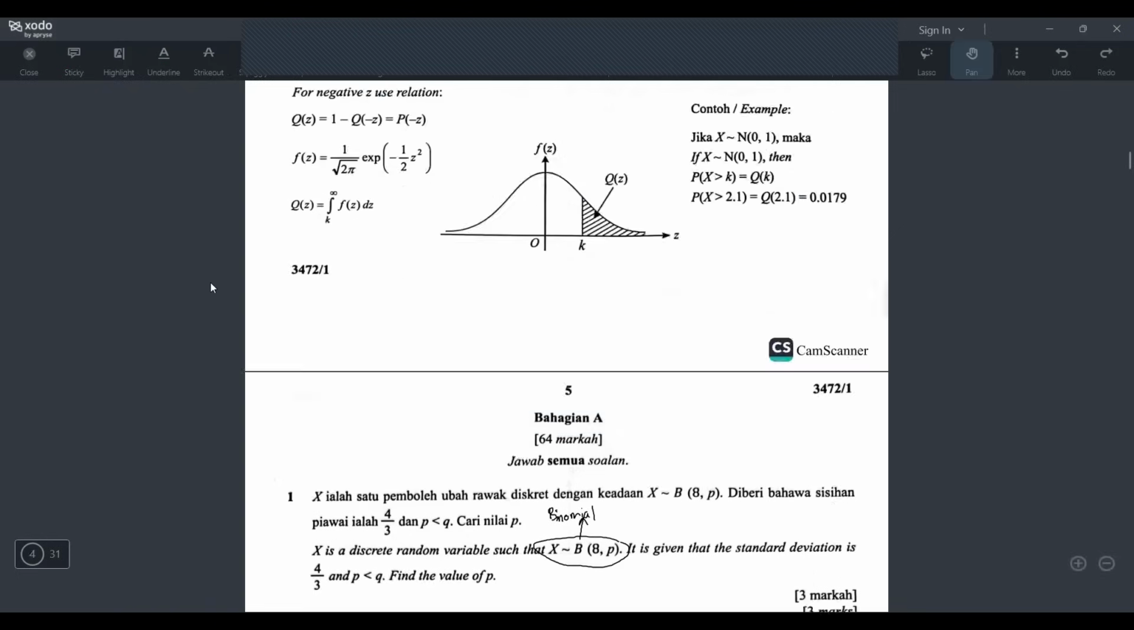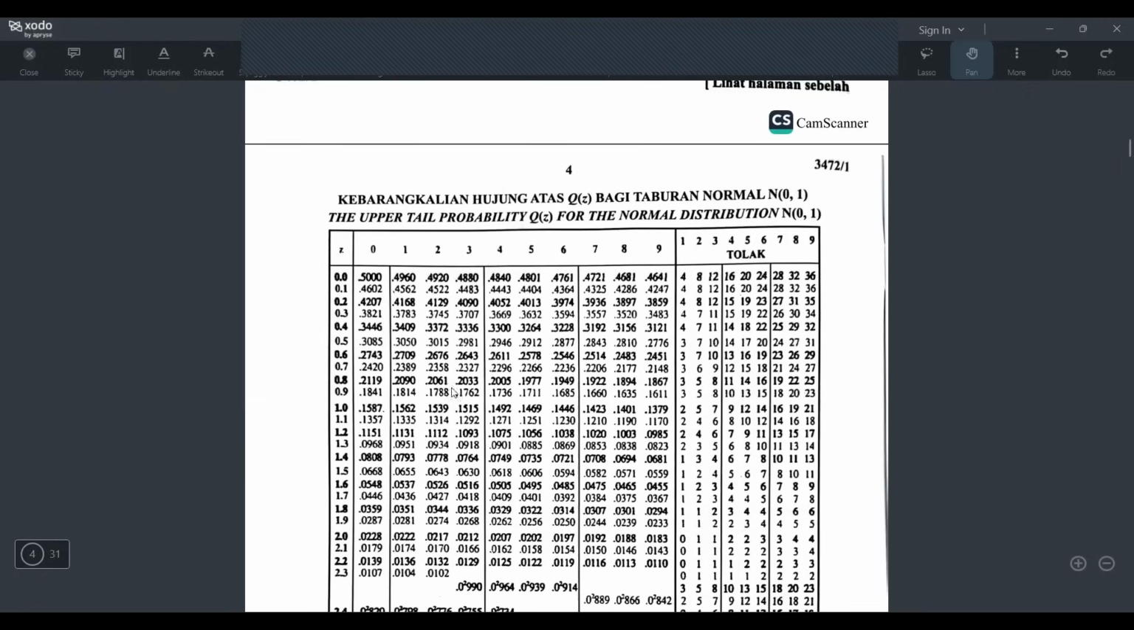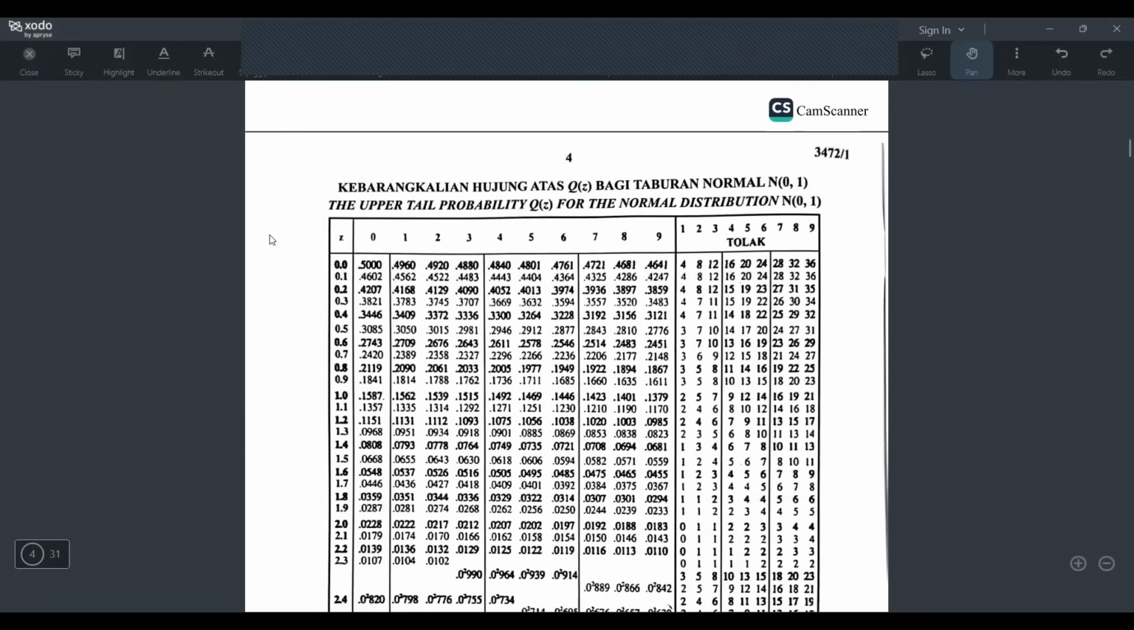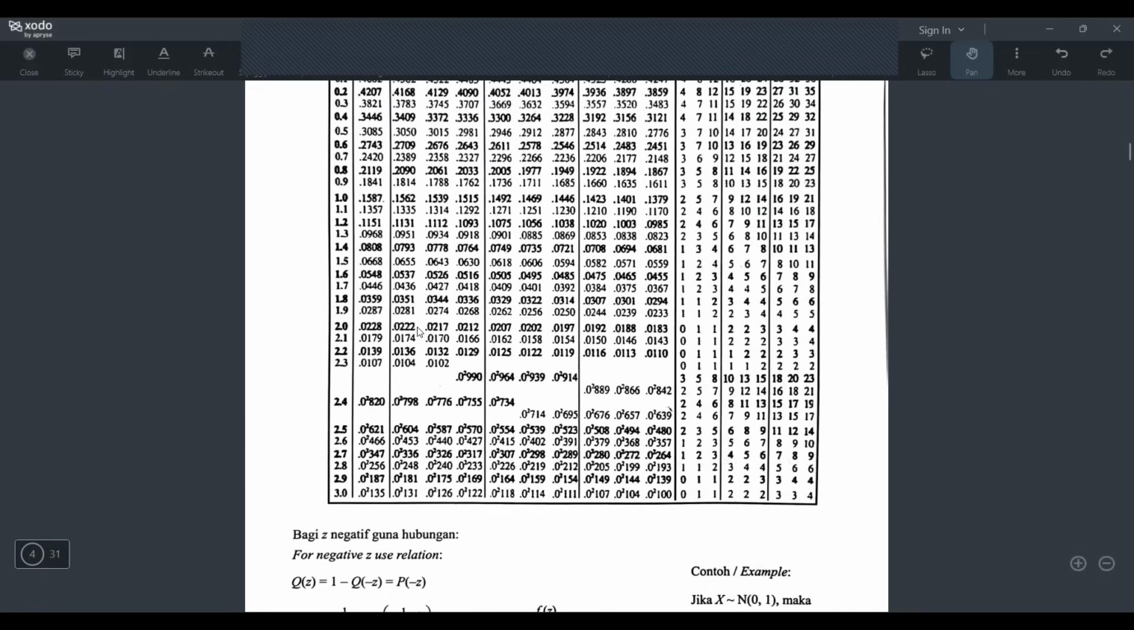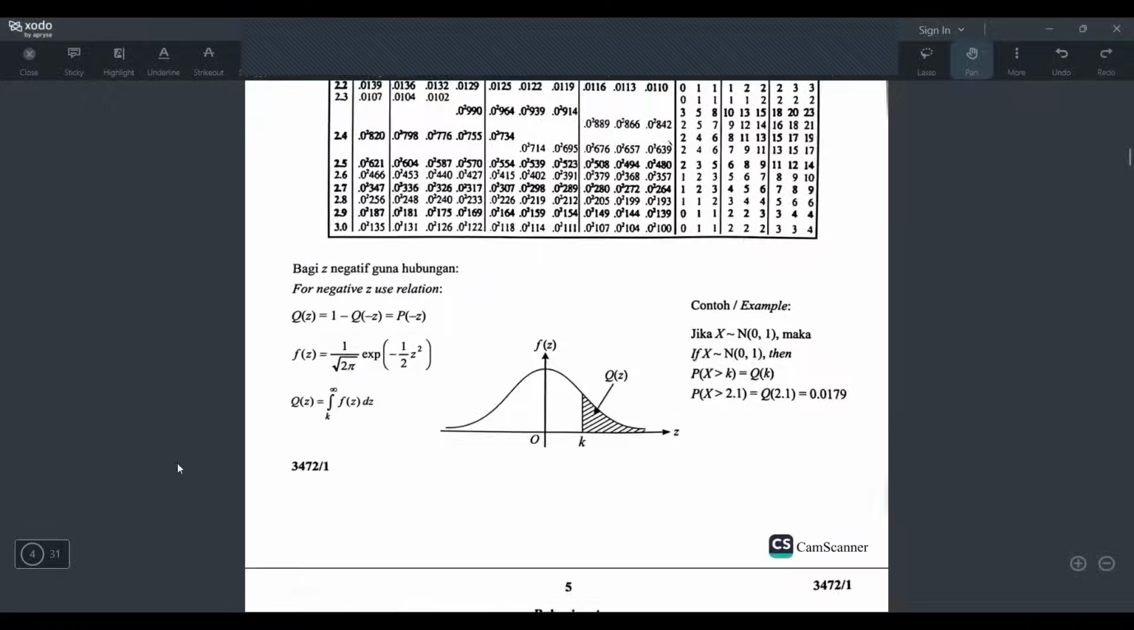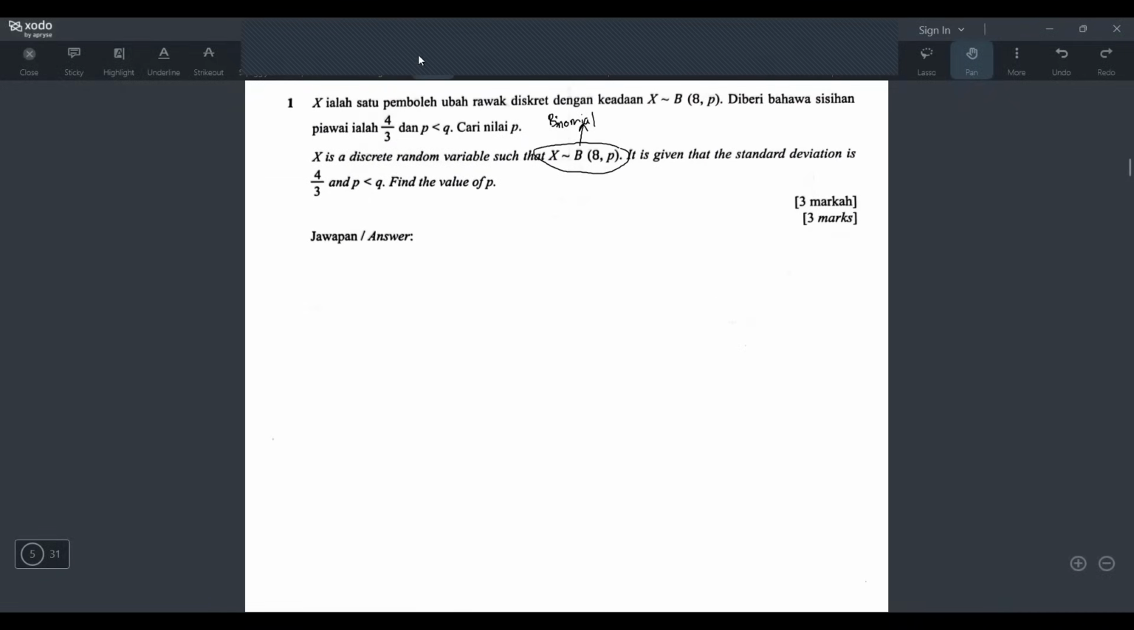So don't tell me, oh sir, I need to refer to this table to do this question. No need. This table we only refer to when it's a normal distribution question. This is a binomial distribution question, and if so, you need to know that the number in front here, this 8, that is the n. And this p here is the probability of success.